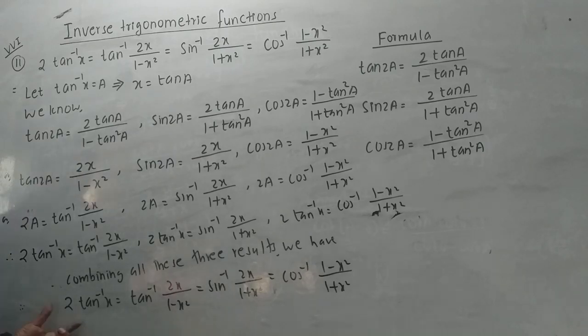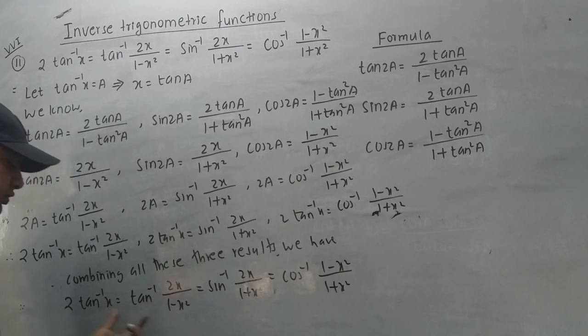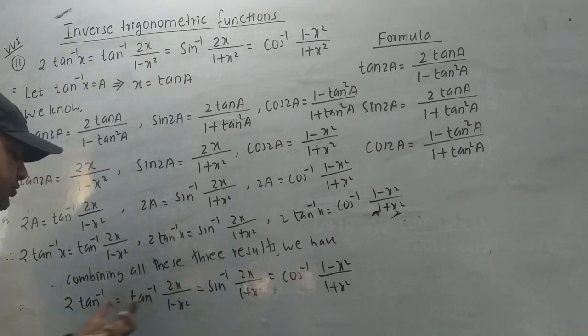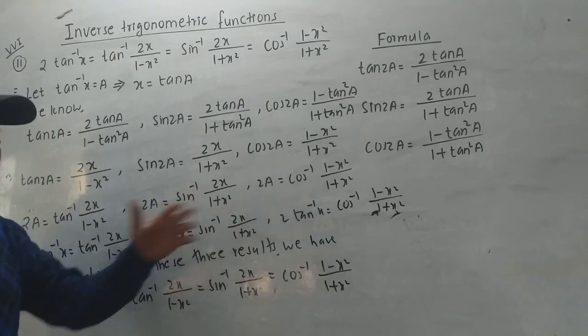Now for 2 tan inverse x you need to remember all these formulas. 2 tan inverse x is tan inverse of 2x by 1 minus x square. Sometimes we have to use this one, sometimes we have to use that one, sometimes we are going to use this other one in the exercise problems.